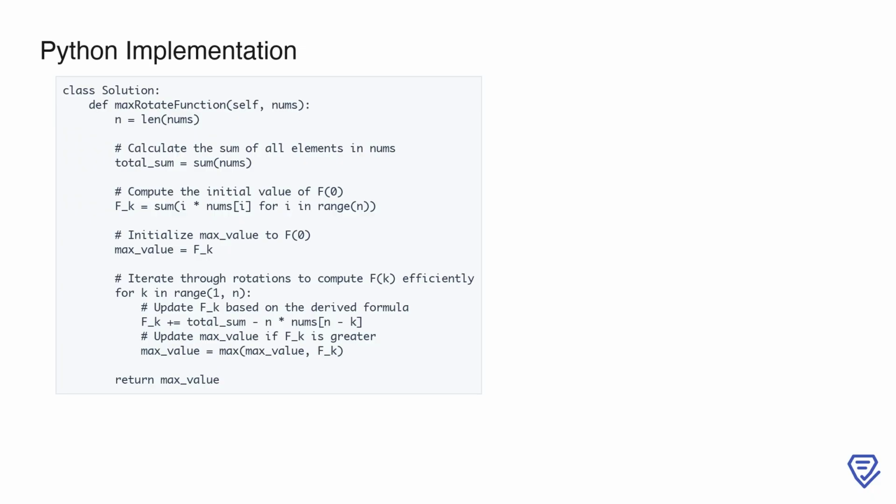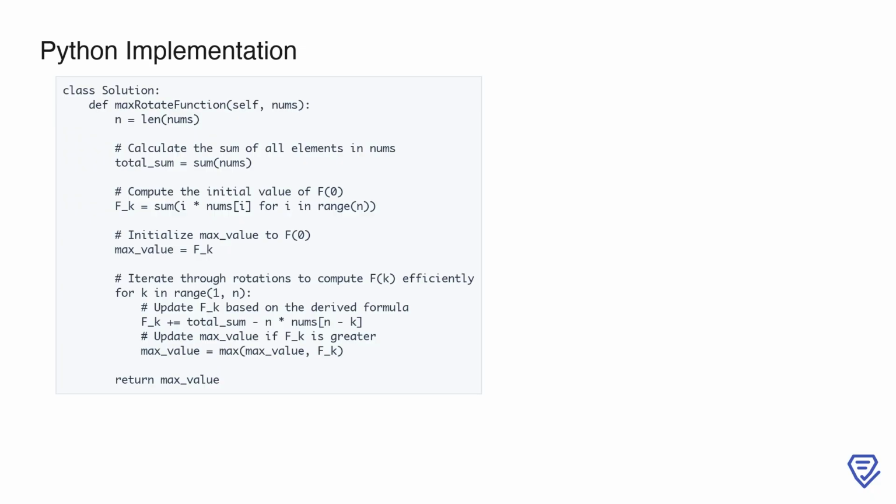Explanation of the code. 1. Initialization: We start by calculating the total sum of the array, total_sum, and the initial rotation function value f0. f0 is computed as the weighted sum of the array elements, where each index is multiplied by its corresponding value.